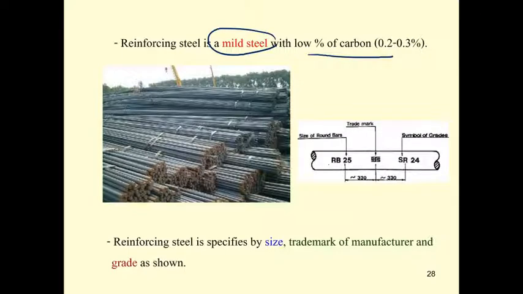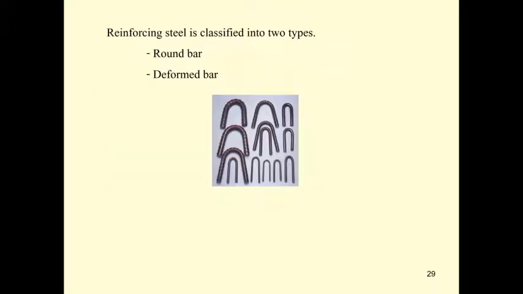When you check the steel, you may have the symbol like this. This RB follows the round bar. This 25 is going to tell you about the diameter. And this is going to be the trademark of the steel. This is going to be some kind of company, and then the grade of this is SR. S is steel, R is round. And then it only has one grade of 24 for this round bar, and you got to check it.